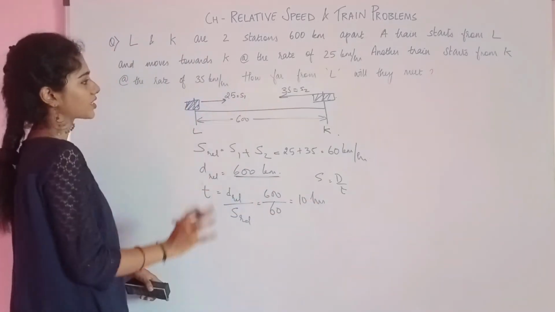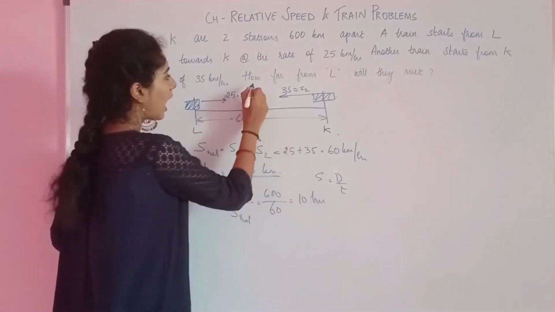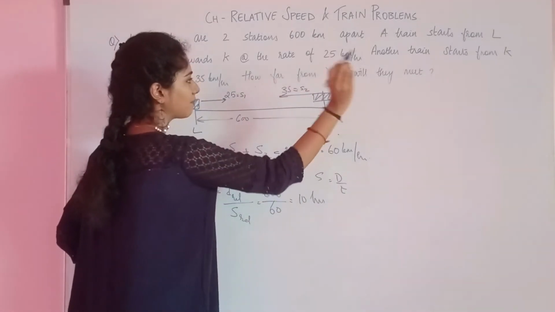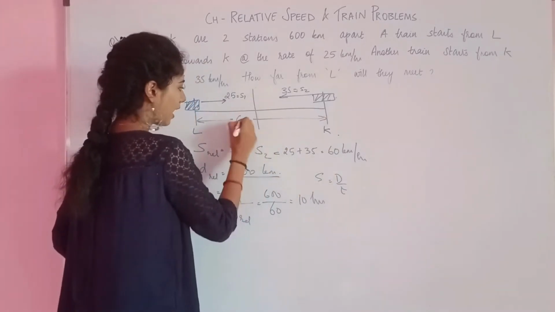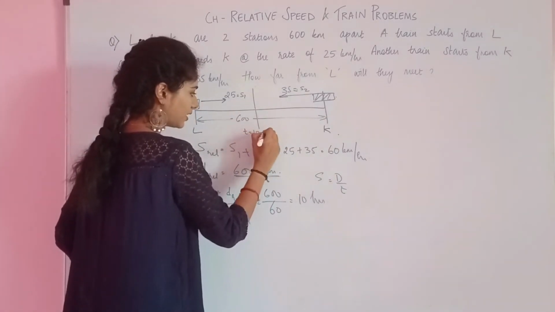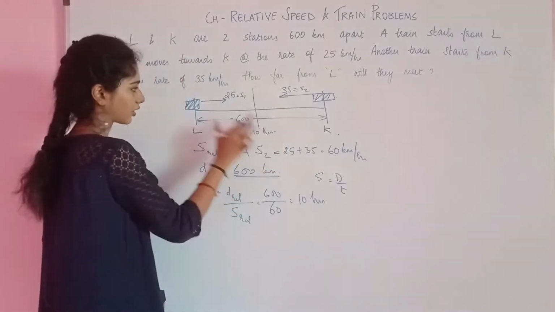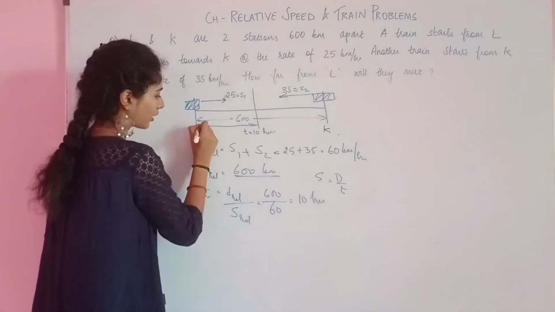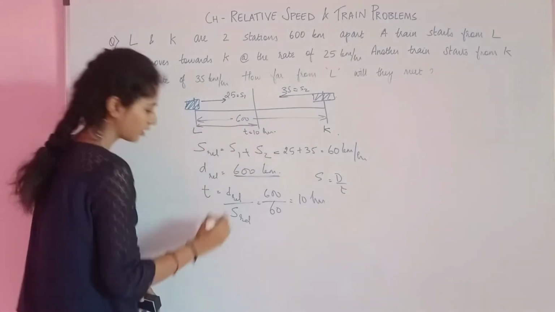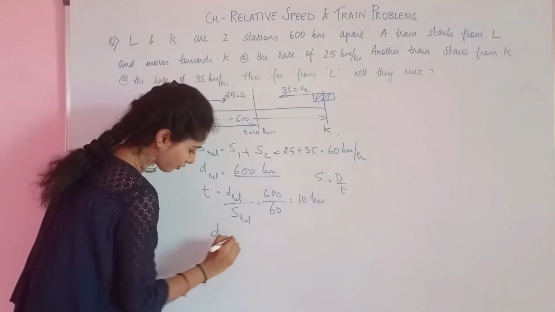Fine. But what is the question? They never ask what is the time taken. How far from L will they meet is the question. So they are going to meet when the time hits 10 hours. So how far from Lonavala are they going to meet is the question. They are asking you for the distance from Lonavala.